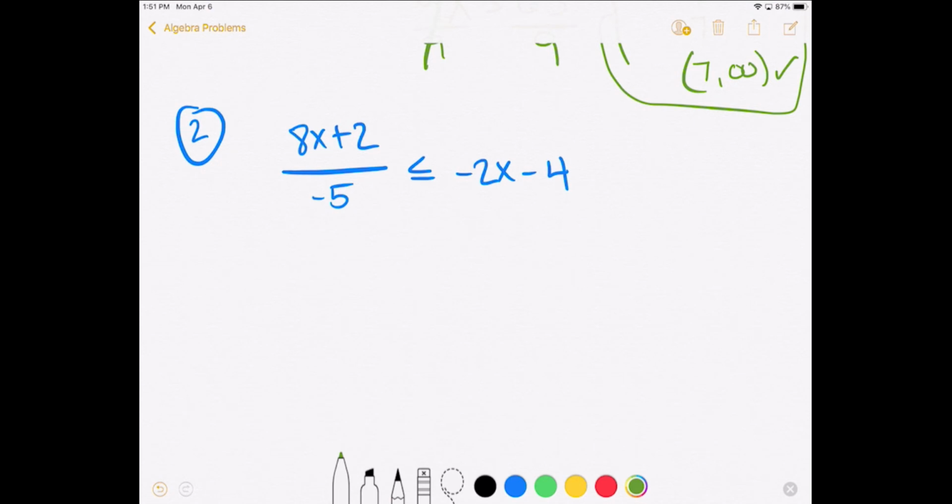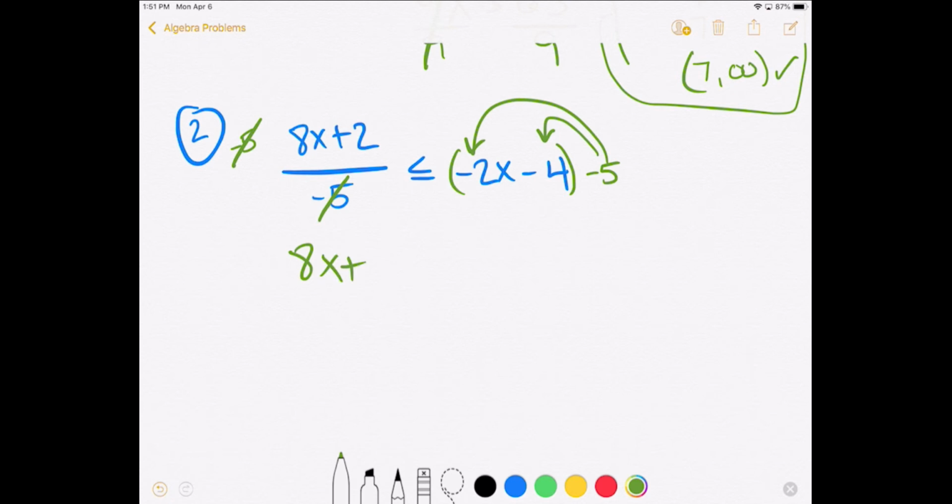This one's a little bit different because it kind of is like one of the problems I went over in the last video. I have division on the left side. I can't have that. So I'm going to multiply by -5. Again, on the other side of the inequality is where I'm multiplying this -5. And I need to put what's already over there, this -2x minus 4, in parentheses because it's a binomial. Okay, and I've got to remember to multiply this -5 to both of these things.